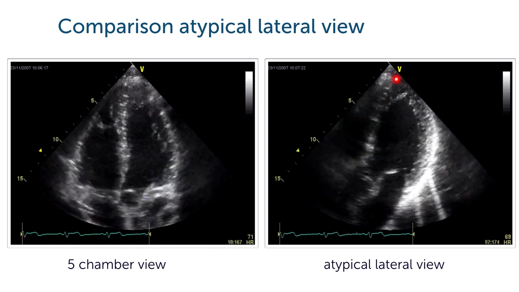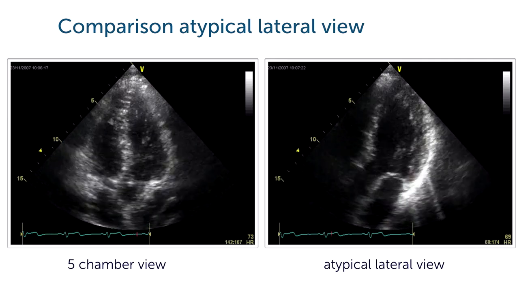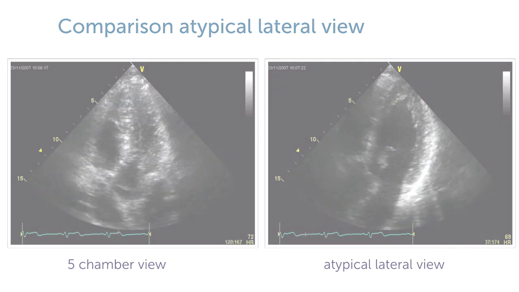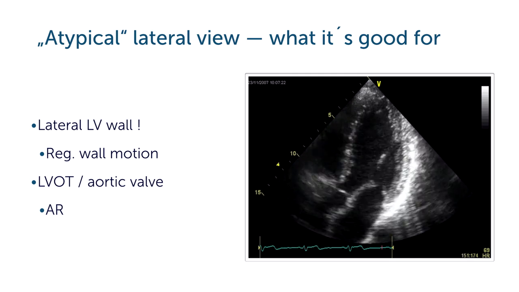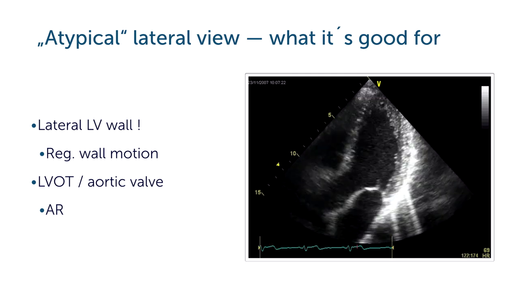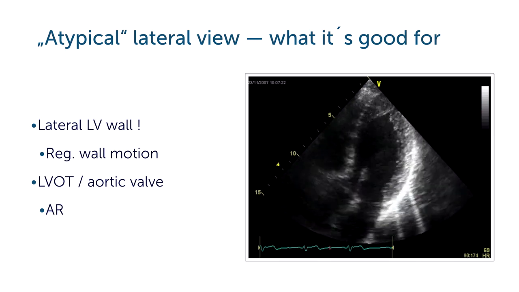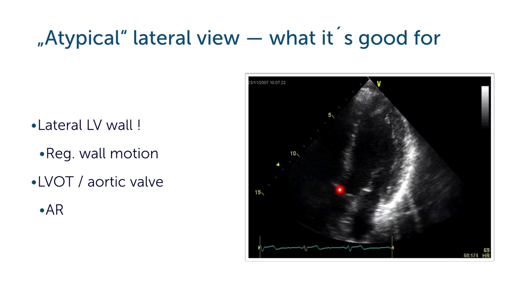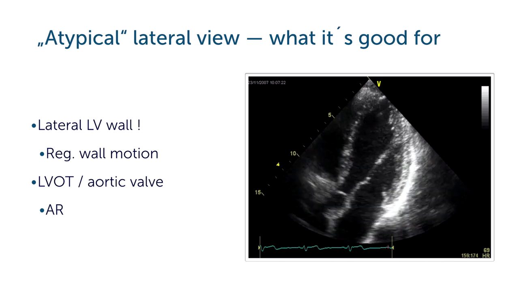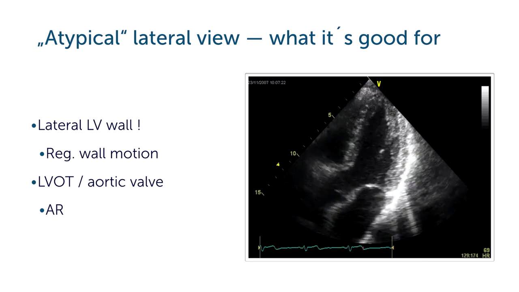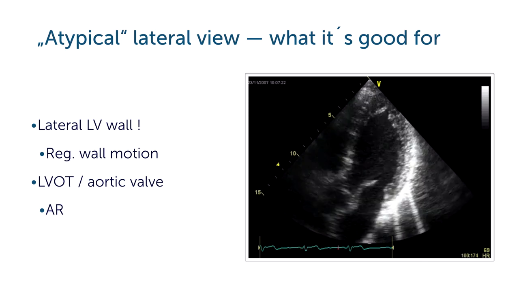Here you're seeing different parts of the myocardium than you are in the classical five-chamber view. What is it good for? Well, basically it's very important if you want to look at infarcts in the lateral wall, to look at regional wall motion abnormalities, and it's also a beautiful view to look at aortic regurgitation because in this view you will nicely see the eccentric jets that are often present in patients who have some form of aortic valve pathology.